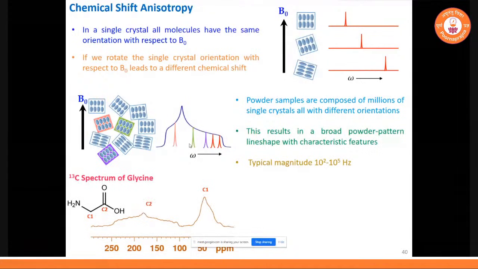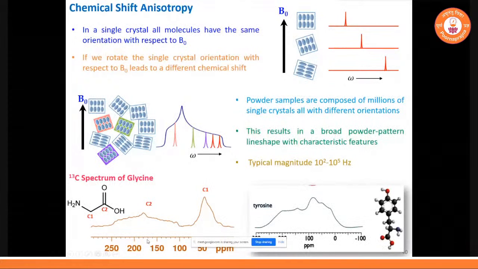Lines are broadened. For example, glycine is a simple molecule. We have two carbons, C1 and C2. If you see the spectrum, you get a broad line, whereas in the solution NMR for this one, you have a well narrow line. One is at around 42 ppm and one is at around 176 ppm. This is okay, a simple system.